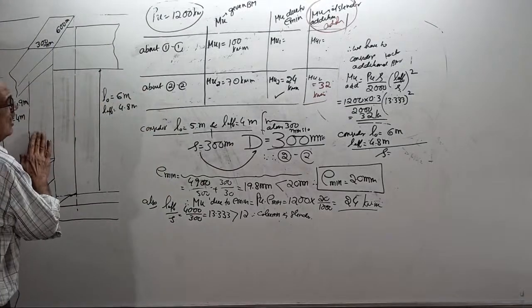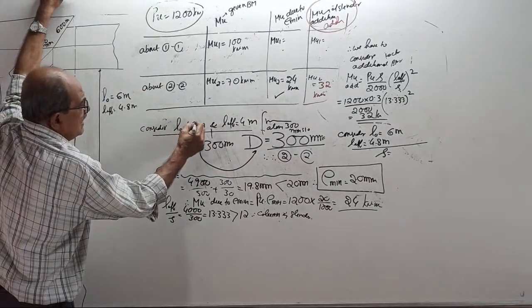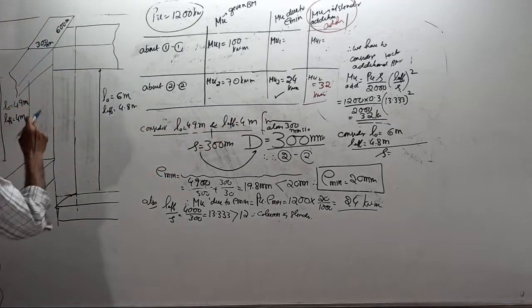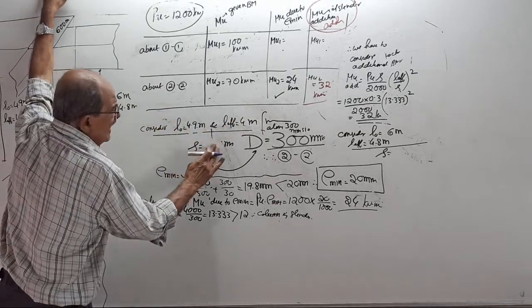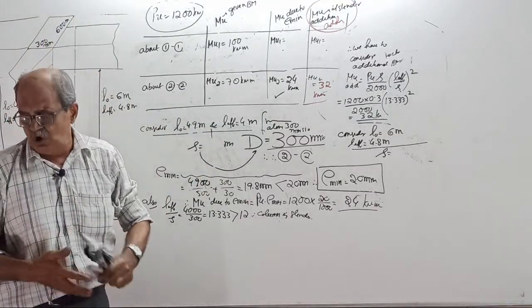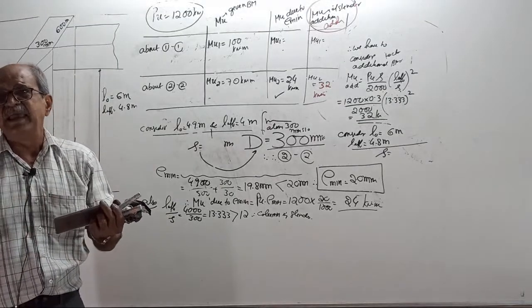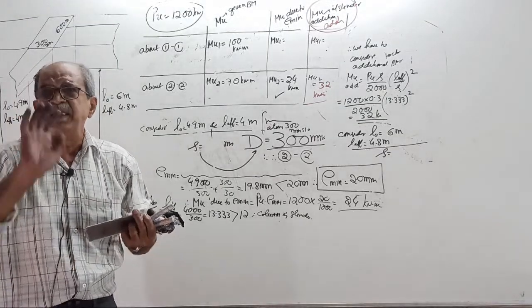When you take L naught equal to 4.9 meter and L effective 4 meter, tell me which is the side you have to take. After explaining so much, which is the side you have to take? If you do this way, what can I do? That shows you are not interested.